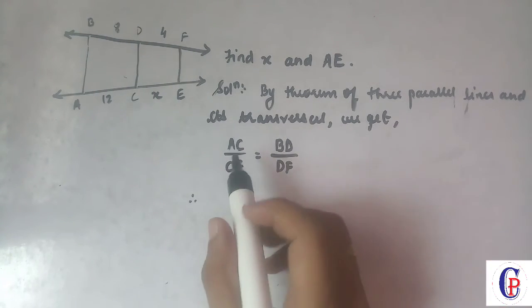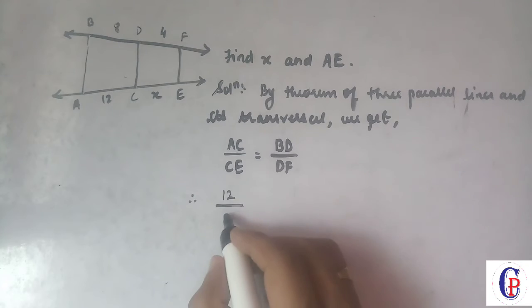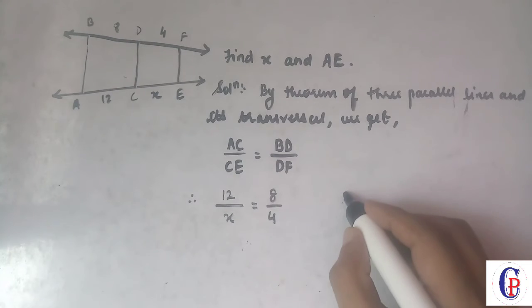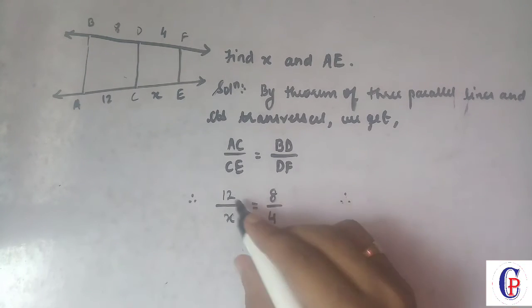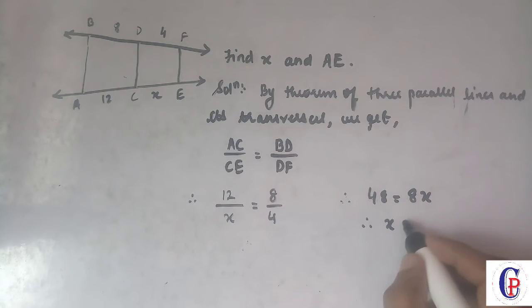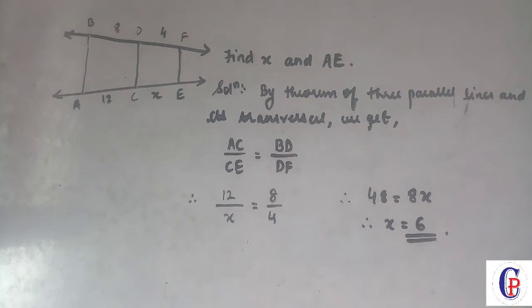So write the values. AC is 12, CE is x, BD is 8 and DF is 4. So cross multiply this. So you will get 12 fours are 48 is equal to 8x. So therefore you will get x as 6. Okay. So now we got the value of x.